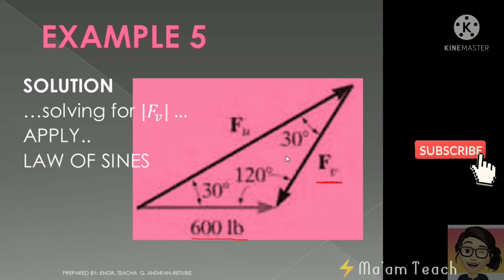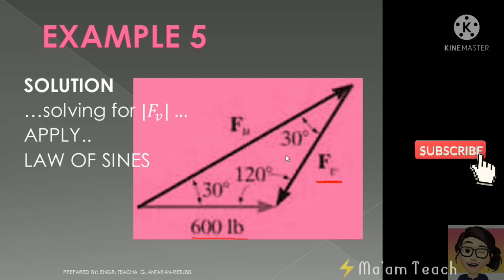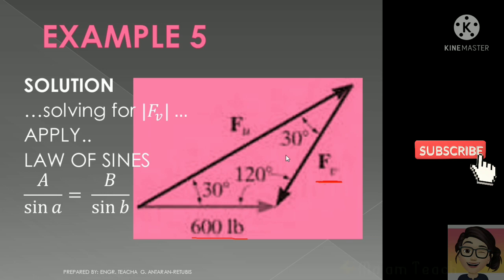Why not the law of cosines, ma'am? Why can I not use the law of cosines? Because, class, in the law of cosines you need to have two given sides and a minimum of one angle. But as you can see, we only have one side, and our unknown is another side. So where should we find the other side? It's still unknown, which is the f sub u. So we cannot use the law of cosines, but rather we will use the law of sines, which is this.